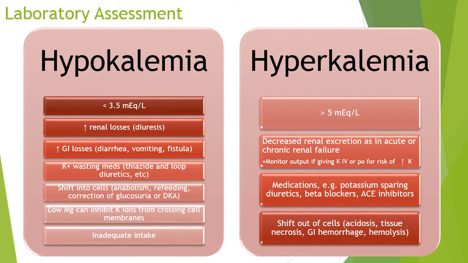Then you're going to check for hyperkalemia, which is greater than 5 milliequivalents. It could be due to decreased renal excretion, so you want to monitor output, especially if giving potassium IV. You're going to monitor medications, and if it shifts out of the cells, you have acidosis, tissue necrosis, GI hemorrhage, or even hemolysis.